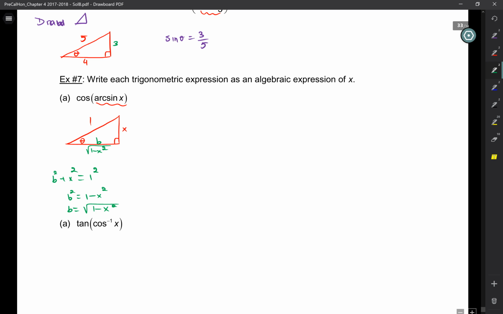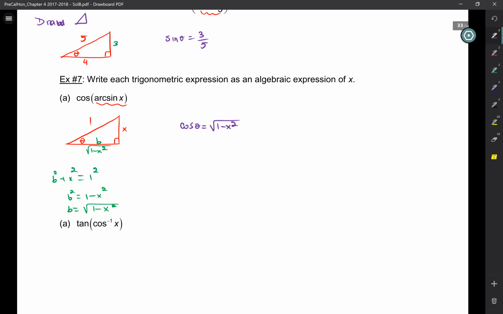So now we know that if it's a leg we're looking for, it's the larger minus the smaller squared. 1 squared minus x squared. Whenever it's a missing leg, 1 squared minus x squared. Okay, so now we need the cosine of this. Correct. It's just the square root of 1 minus x squared over 1.